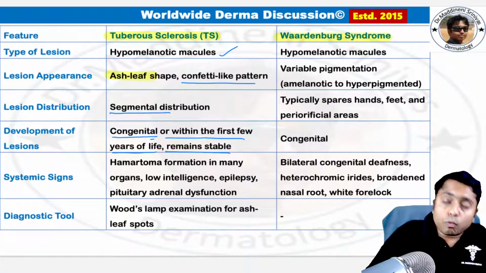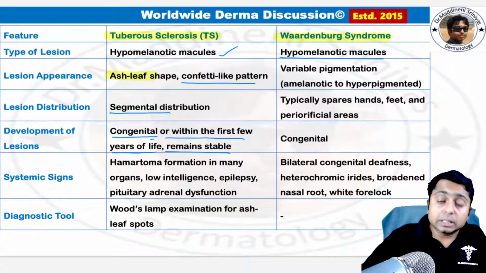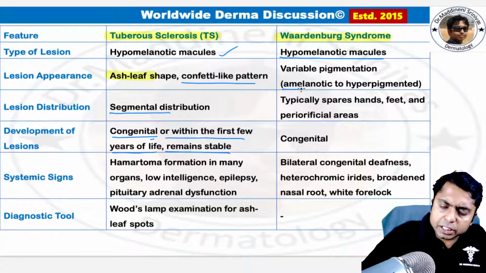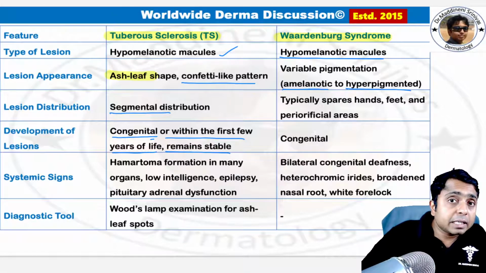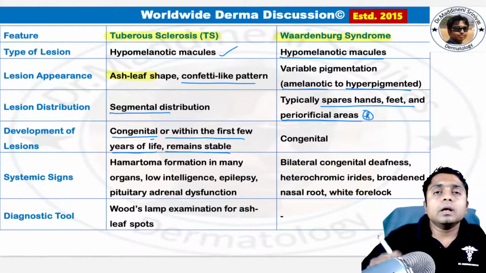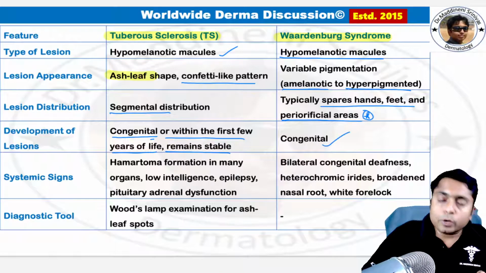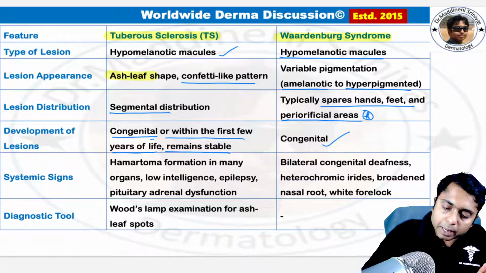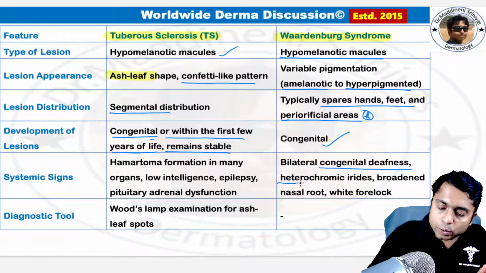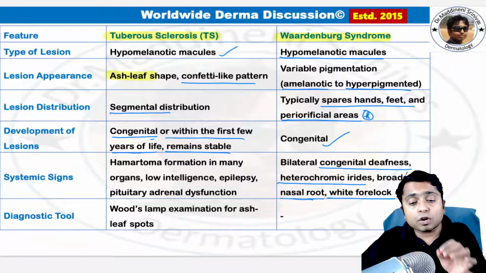Okay, now coming to Waardenburg syndrome, how is this presentation going to be? There will be hypomelanotic macules seen in the patients, which may range from amelanotic to even hyperpigmentation of the skin. This condition is typically going to spare hands, feet, and periorificial areas. This is also important. There will be sparing of the distal extremities and also the periorificial areas. And the lesions are going to be seen congenitally from birth. So bilateral congenital deafness, heterochromia iridis, broadened nasal root, and white forelock can also be seen. Even piebaldism may also be a feature of Waardenburg syndrome.